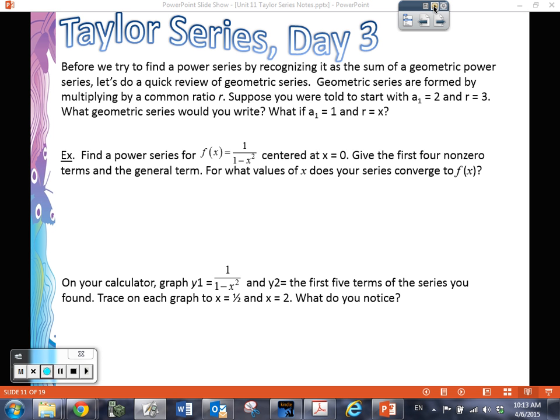So what we're going to do today is learn how some of these can be written as a geometric series, and that provides actually some pretty good stuff for us. We know a lot about geometric series. We know how to find the interval of convergence, absolute value r less than 1. We just have a lot of things going for us with geometric series.